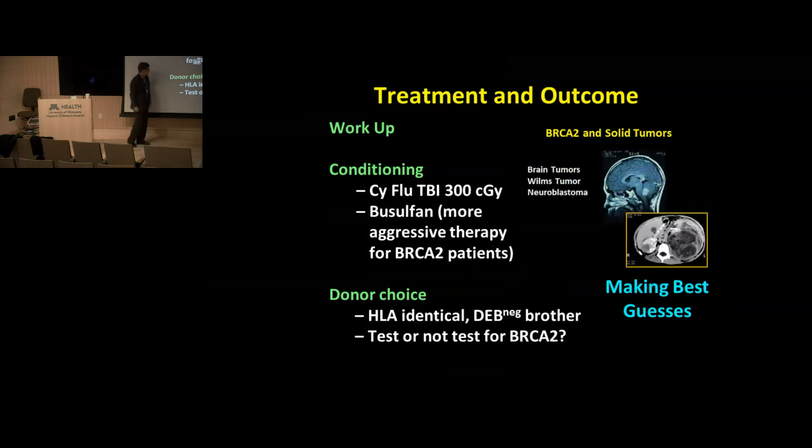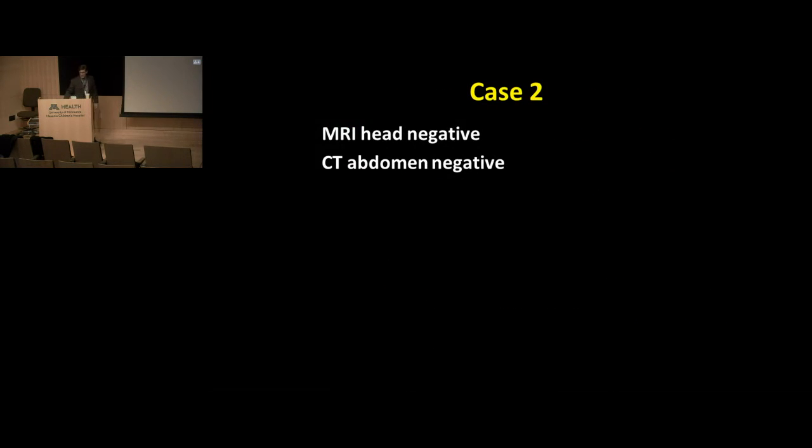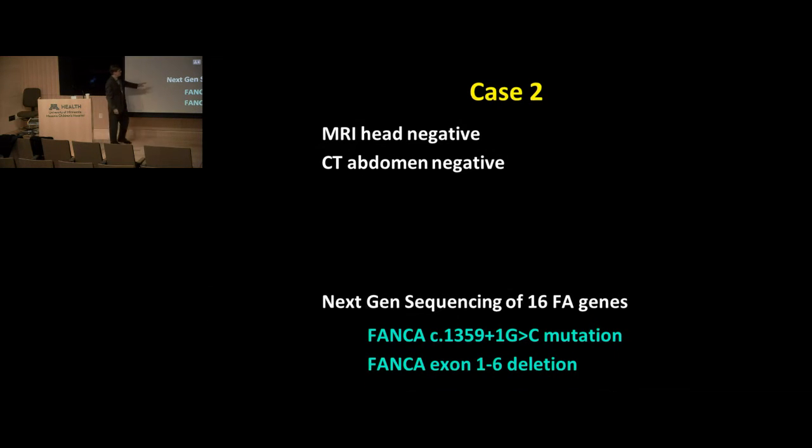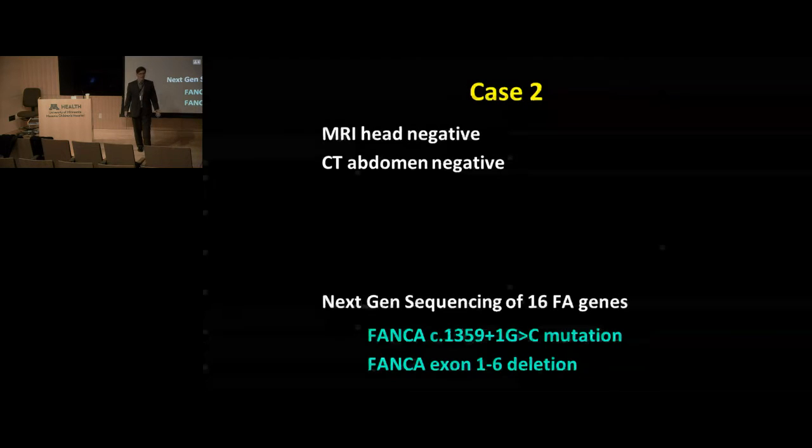We choose the HLA identical brother, and we talked about this already. We do the transplant. He does okay. And then we do the next-gen sequencing for, at least at that point, the 16 available FA genes, and he has FANC-A. He doesn't have BRCA2. But I don't know that at the time.